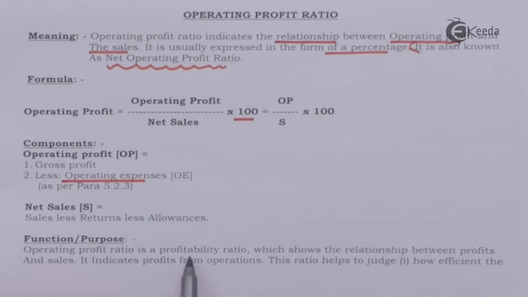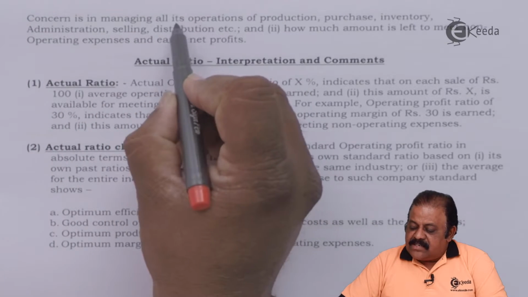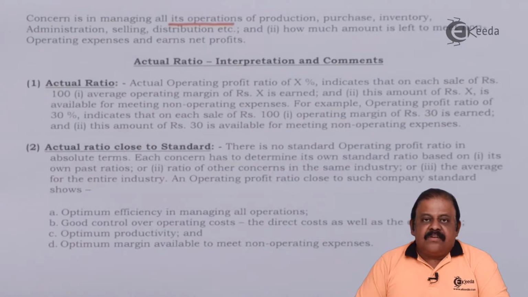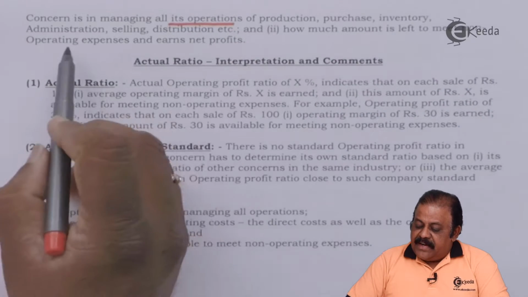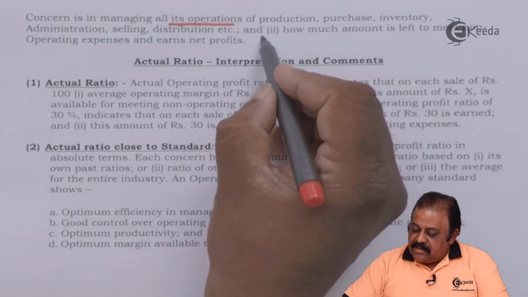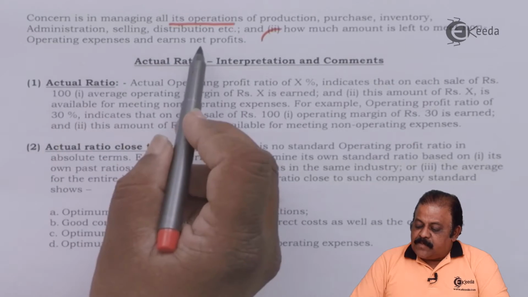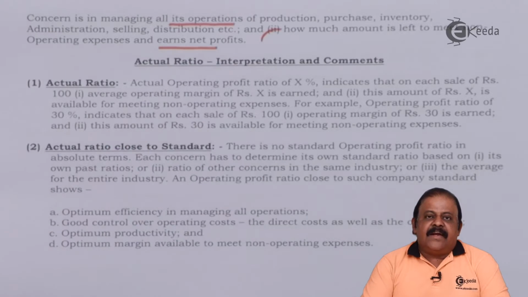Functions: operating profit ratio is a profitability ratio which shows the relationship between profit and sales. It indicates profit from operations. This ratio helps to judge how efficiently the concern is managing all its operations of production, purchase, inventory, administration, selling, distribution, etc. and how much amount is left to meet non-operating expenses and earnings, that is net profits.